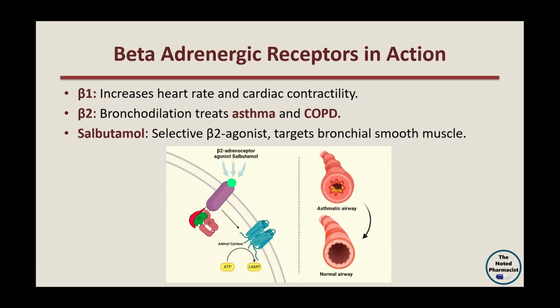Beta-1 receptors, predominantly in the heart, increase heart rate and contractility, essential for cardiac output regulation. Beta-2 receptors, mainly in bronchial smooth muscle, promote bronchodilation, crucial in treating asthma and COPD. For example, salbutamol, a selective beta-2 agonist, is used in asthma management, highlighting receptor-specific drug targeting to minimize adverse effects while maximizing therapeutic outcomes.